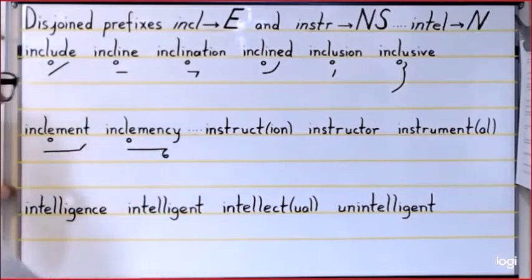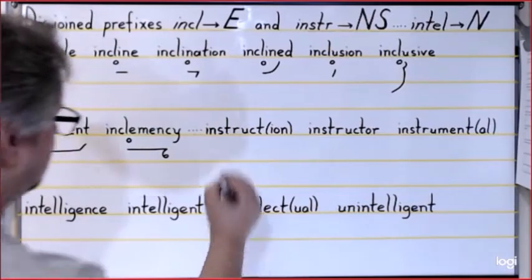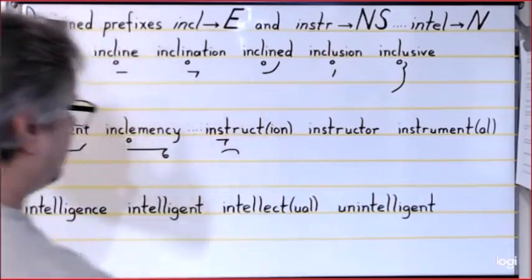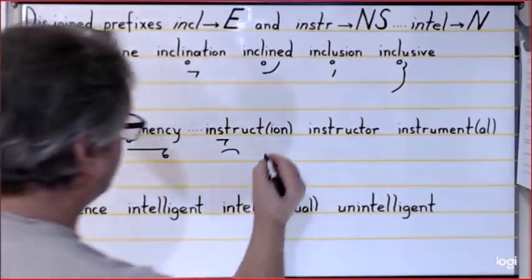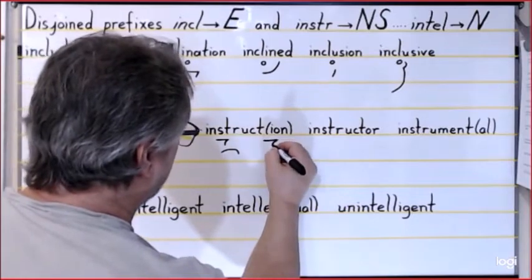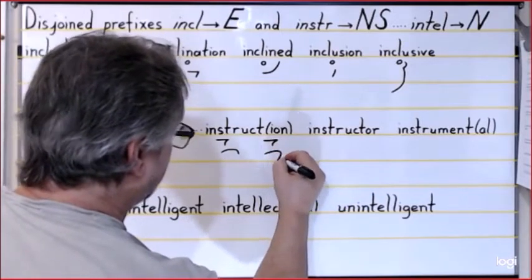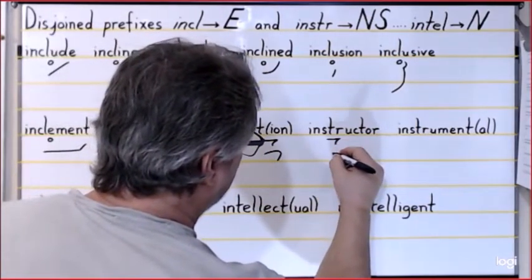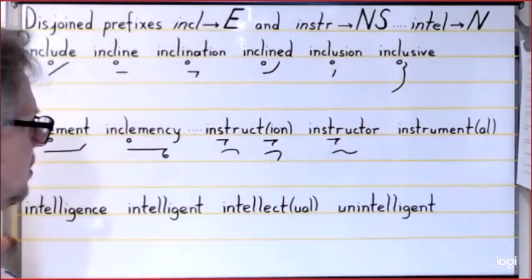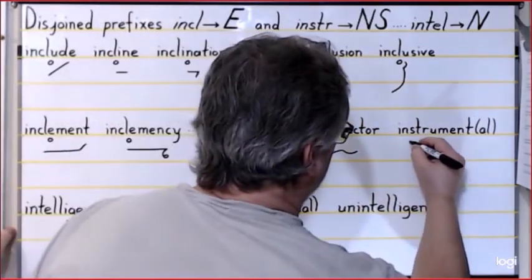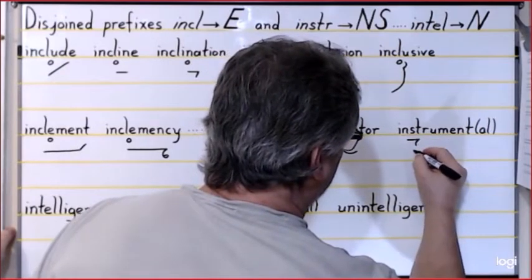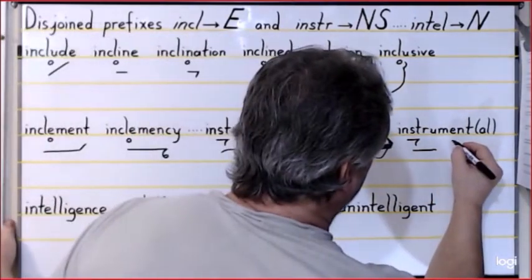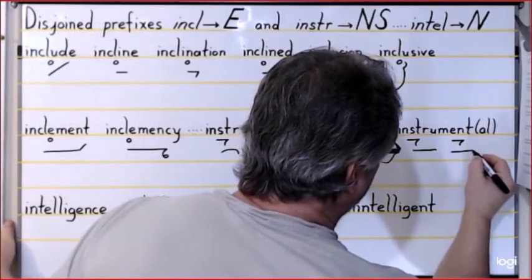On to the next prefix, instra. So for the word instruct, it is NS, and then a K below it. For the word instruction, we'll write the N, S, and a K, and an SH. For instructor, it is the N, S, K, R. For instrument, it is N, S, then the M for the ment at the end. Instrumental is N, S, M, and then an L.